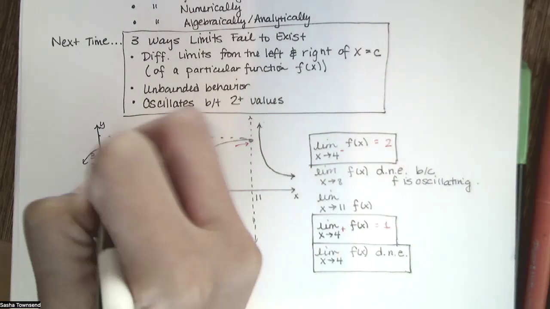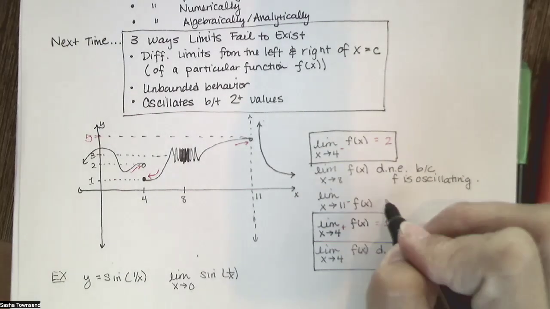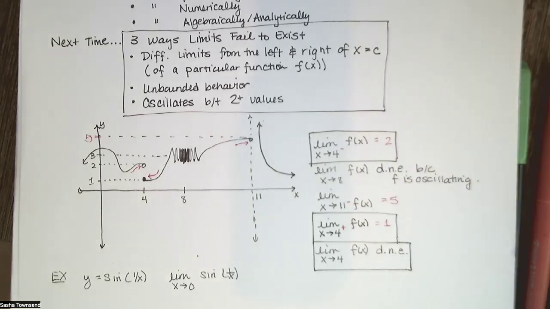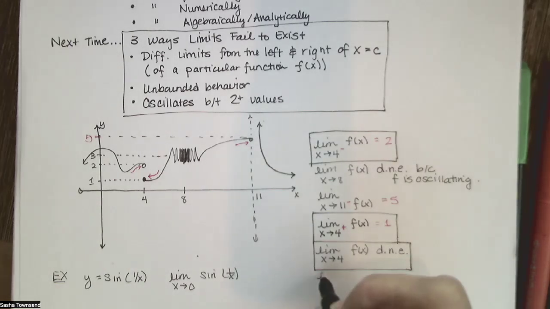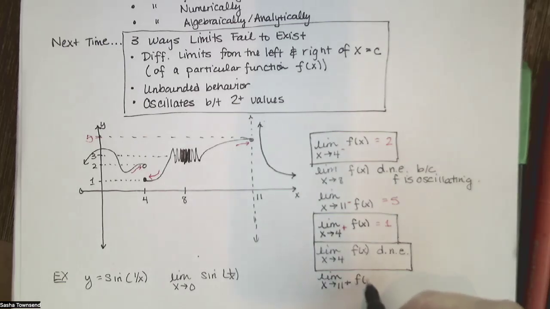And I'm just going to guesstimate. Let's just say that that's 5. If that's a 5, then we have the limit as x approaches 11 from the left of f of x equals 5. And then we might look at the limit as x approaches 11 from the right as well, that little plus sign means from the right.